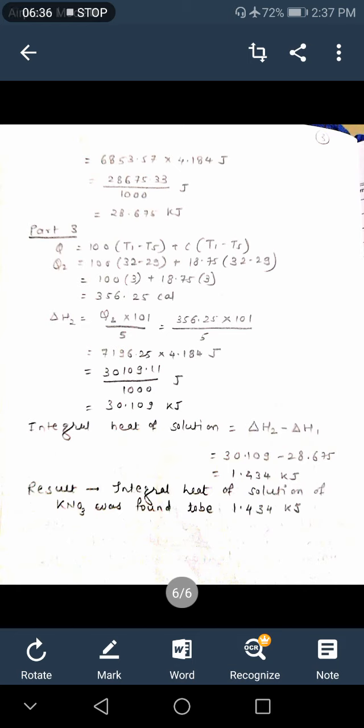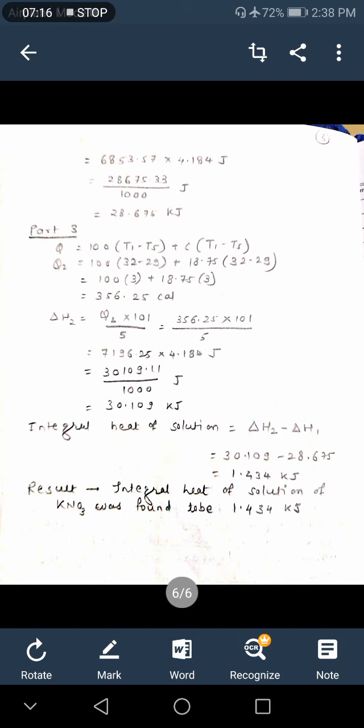Then we proceed to the third part of the calculation, where we again use the formula, but now instead of T4, T5 is there. Putting the value of T5 here, we get Q2 equal to 356.25 calories. We use 5 grams, so the formula becomes Q2 into 101 divided by 5, that is 356.25 into 101 divided by 5.